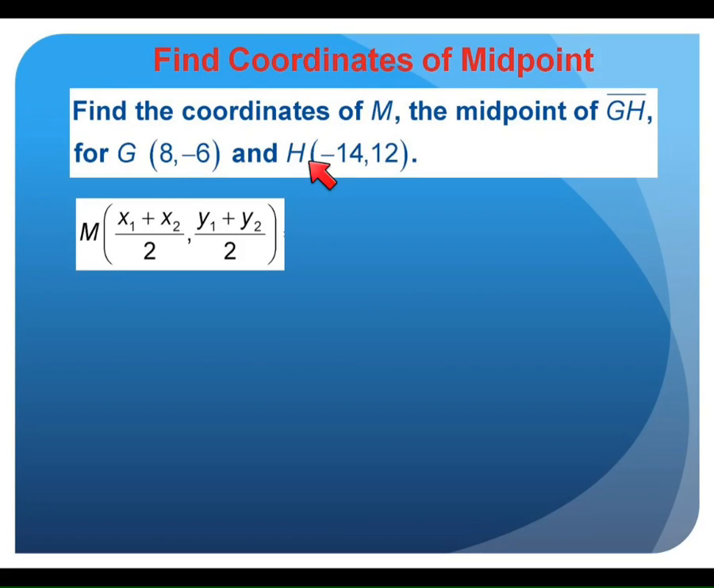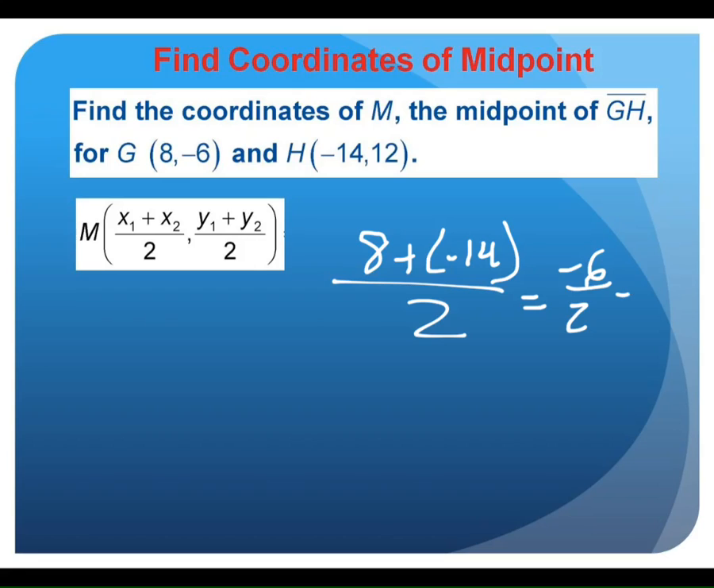Okay? So if I take the x's, 8 and negative 14, add those together, divide that by 2. That's going to be my x-coordinate. Well, 8 plus negative 14 is negative 6. Divide that by 2, negative 3. So the x-coordinate of my midpoint is going to be negative 3.